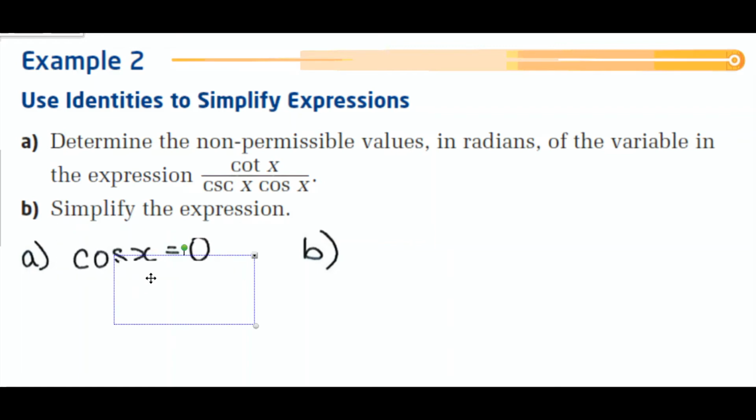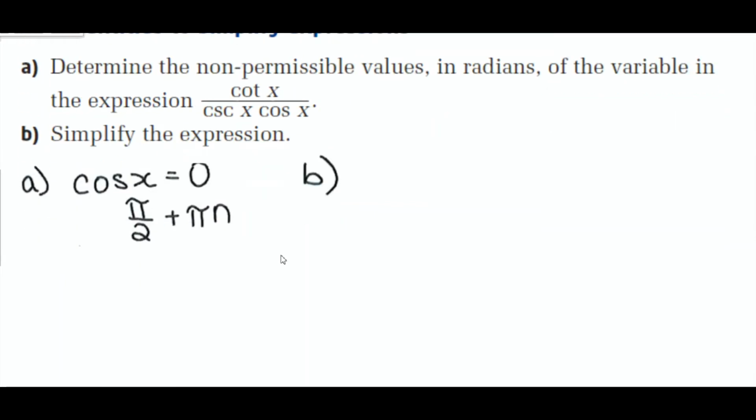We can't do any simplifying yet. The first thing we're going to do is look at our non-permissible values. So cosine x is part of our denominator, and what we're going to do is look for where cosine x is equal to 0. That's going to happen at pi over 2 plus pi n. So anything that's a multiple of pi over 2, cosine is going to be 0. So that means that I cannot have those values and still have this equation work.